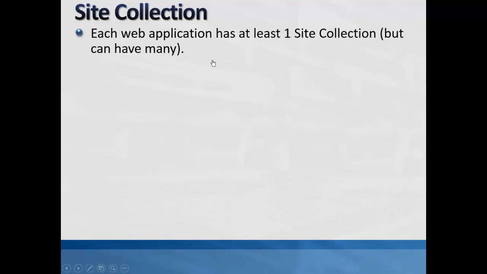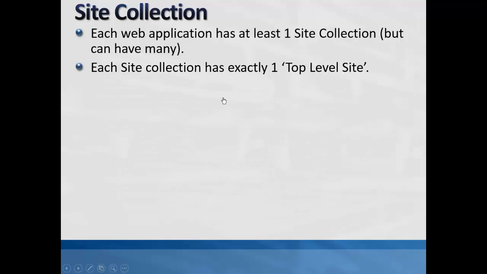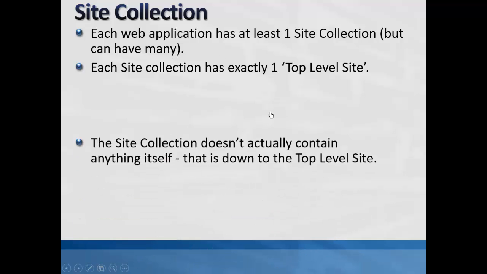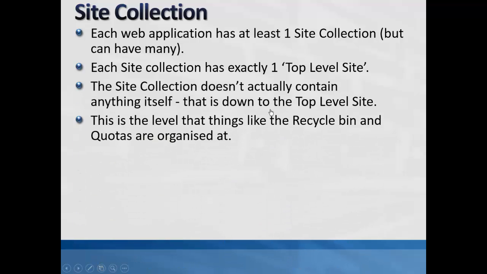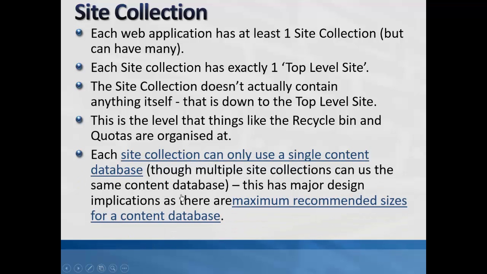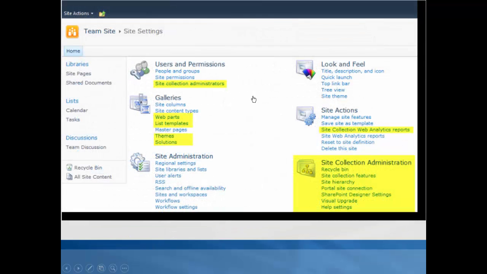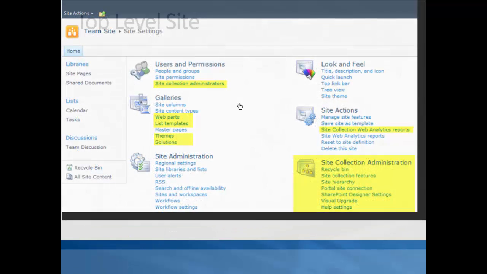So first we're going to create a new web application, then a site collection for that web application, and each web application has at least one site collection. Each site collection has exactly one top level site. The site collection doesn't actually contain anything itself. Okay, we went through that, and we saw all this.